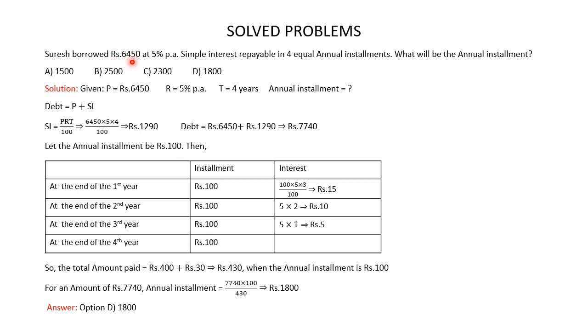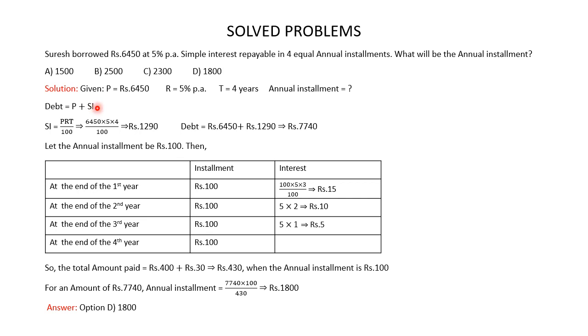So here the principal is given, but we do not know what is the amount or debt that is to be repaid. So first we have to find the debt. Now we know that debt is equal to principal plus simple interest. Now it's given that the principal is rupees 6,450, but we do not know what is the simple interest. So we have to now find what is the simple interest. Then we can easily find what is the debt.